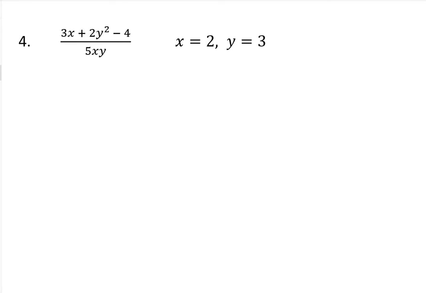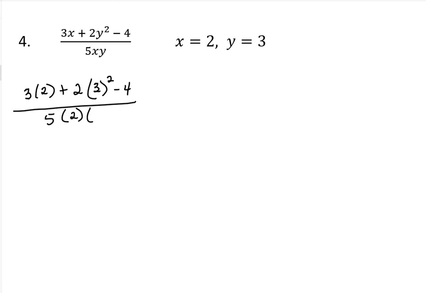Okay, in this last problem, I'm going to be replacing the x with 2, and I'm going to replace the y with 3. So I'm going to have 3 times 2 plus 2 times 3 squared minus 4. And that's going to be divided by 5 times 2 times 3. Once I've substituted, then I need to be following my order of operations. And my first step says parentheses.